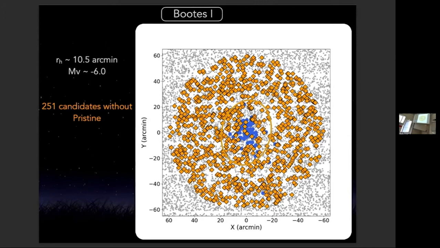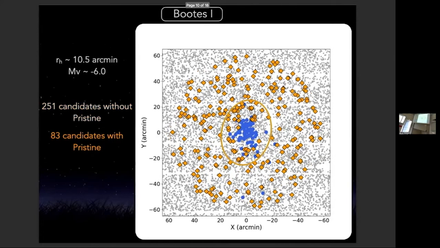Then if you just fold in the Pristine information, basically discarding all stars that are too metal-rich, using only the photometric metallicity from Pristine, you go down to about 83 candidates here. So it's a very, very good way of weeding out the contamination. And then of course you can fold Gaia into that with the proper motions, because the proper motion of Boötes 1 is well known. And then you have a very, very effective pre-selection method.